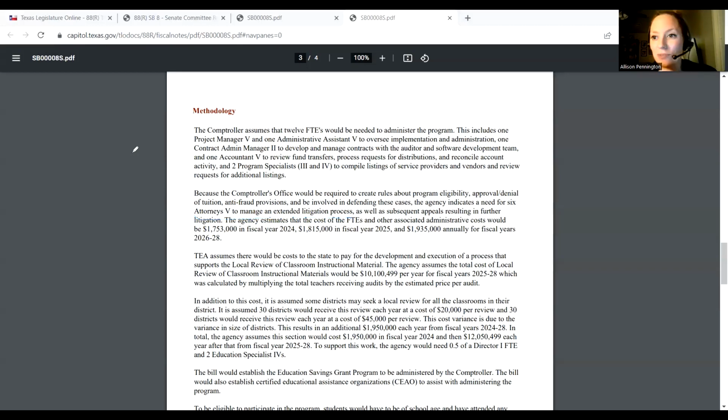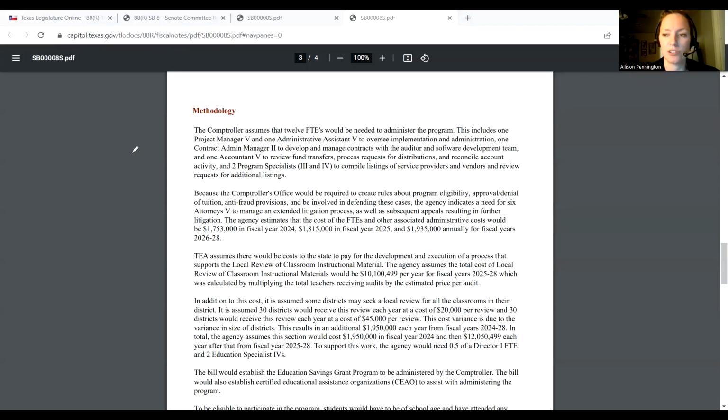So we're imagining that folks are going to be able to sue over this program, and that's going to create a need for more staff and time and resources invested in litigating all of those things. The next couple of sections actually have to do with a different part of Senate Bill 8.